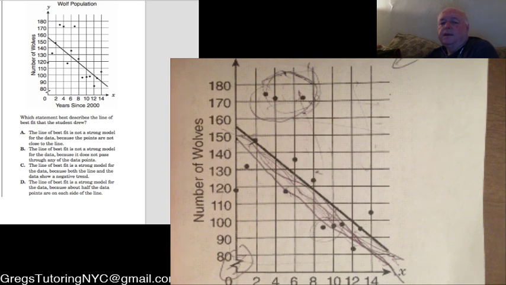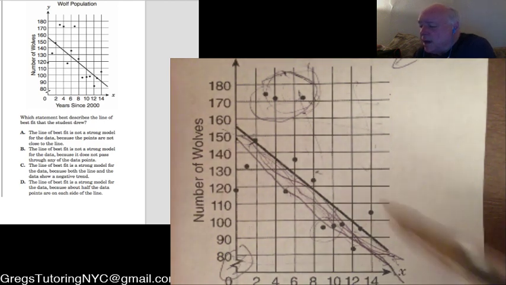B, the line of best fit is not a strong model for the data because it does not pass through any of the data points. Well, there are at least two issues here. The first is, does the line of best fit have to pass through any of the data? I don't think so. Maybe I need to read up on this myself. But it just gives you a visual statistical average. Okay, so that's number one.